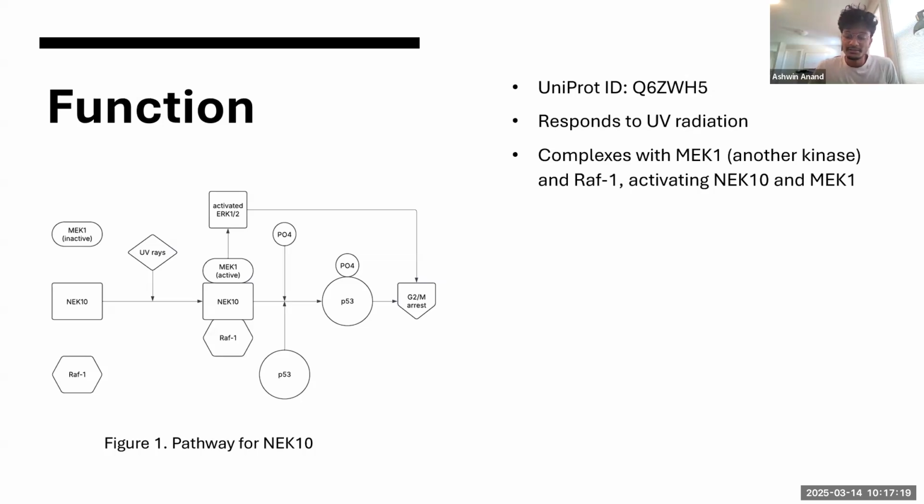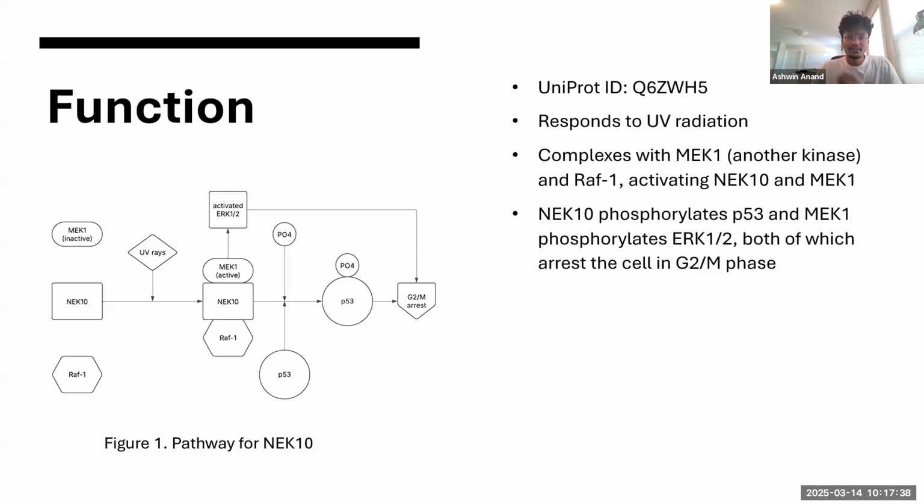When it's irradiated with UV, it complexes with MEK1, which is another kinase, and RAF1. MEK1 is mitogen-activated protein kinase 1, and RAF1 is RAF proto-oncogene serine/threonine protein kinase. NEK10 phosphorylates P53, and MEK1 phosphorylates ERK1/2. This is when they're in the ternary complex, in the middle, after UV radiation.